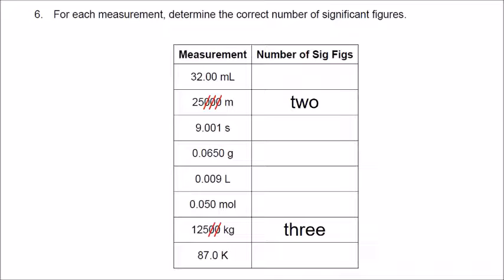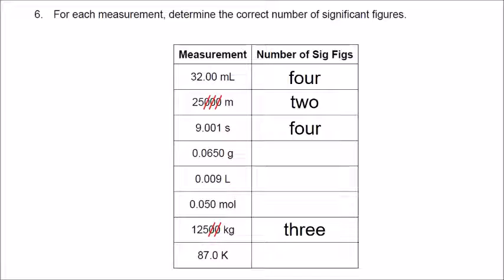So our first measurement, 32.00 milliliters, has a decimal present. So we start on the left side, the Pacific Ocean side of the number. The first number we come to is a 3. So everything counts from that point on. That measurement has 4 sig figs. Next example, 9.001 seconds. The first number we come to is a 9, and everything counts from that point on, so also 4 significant figures.